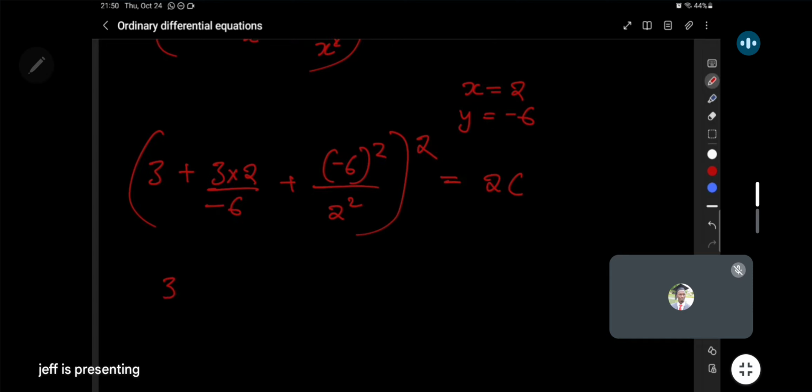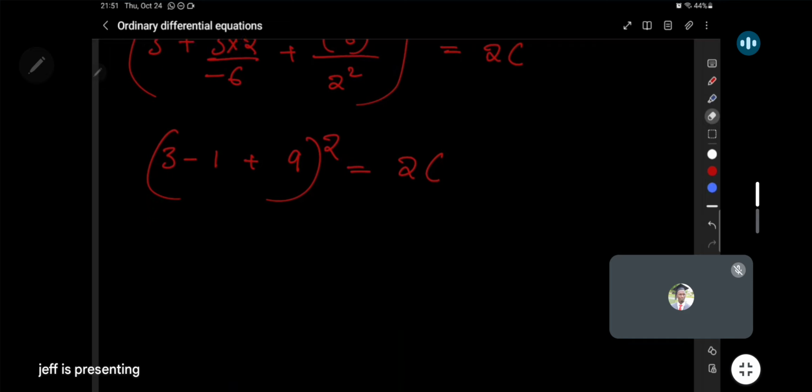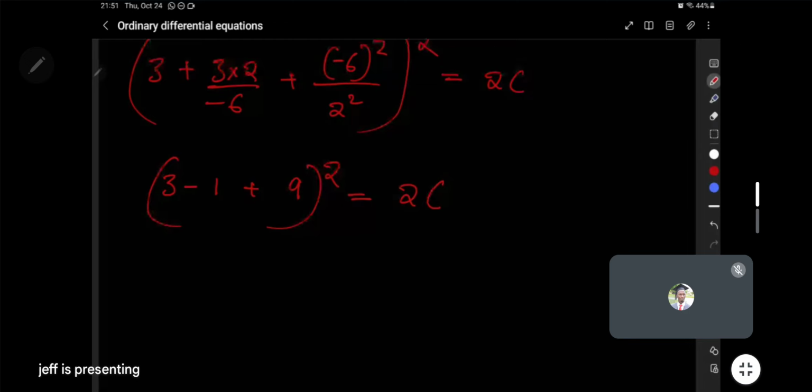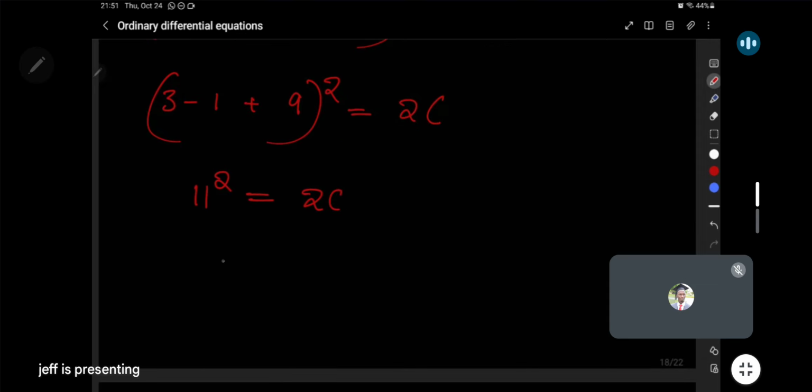I'll simplify this a little bit before leaving it for you. This will be 6 over 6, which is just 1, but we'll have that minus, so I'll leave it as minus here. And then plus, that will be 36 over 4, so that will be 9. You can correct me if I've made a mistake there. But that's 36 divided by 2, that will give us 18. 18 divided by 2 will give us 9. Okay, so here the difference will be 2. 2 plus 9, that will be 11. So we now have 11 squared equals 2c. So c is actually equal to 11 squared over 2.